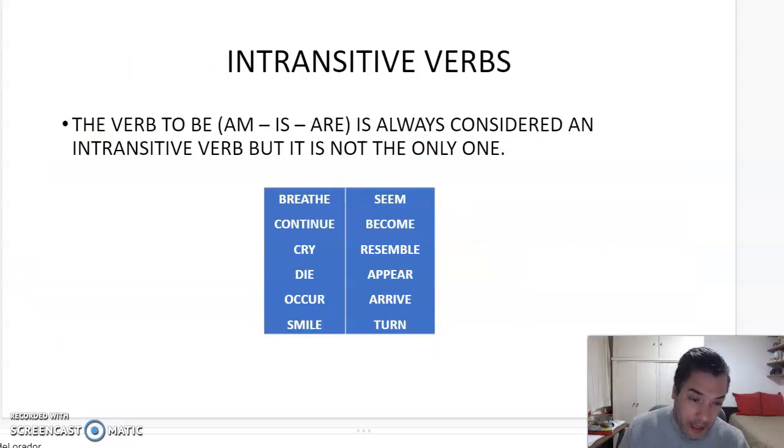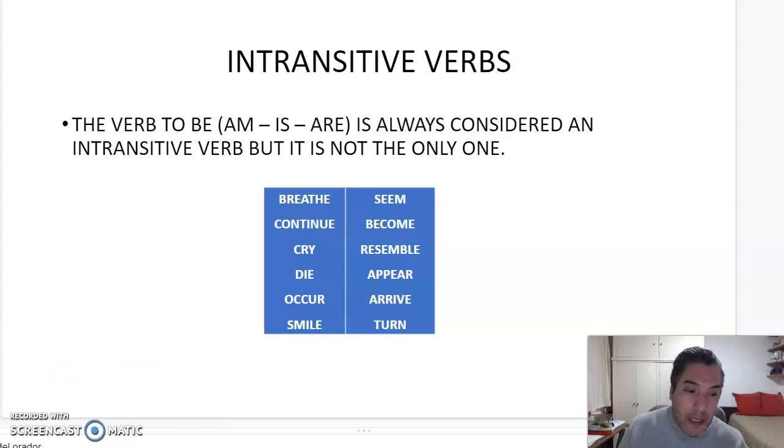What other verbs are followed by a subjective complements, as I told you? For example, breathe, continue, cry, die, occur, smile, seem, become, resemble, appear, arrive, turn. Okay? So if you see all of these, it's probably that you come across or will come across a subjective complement.